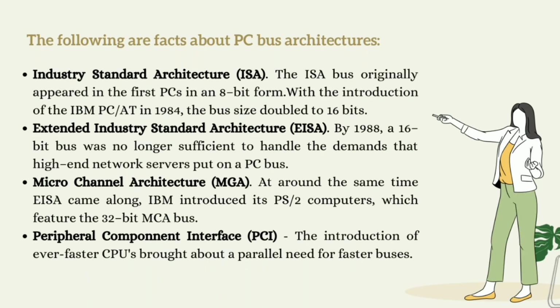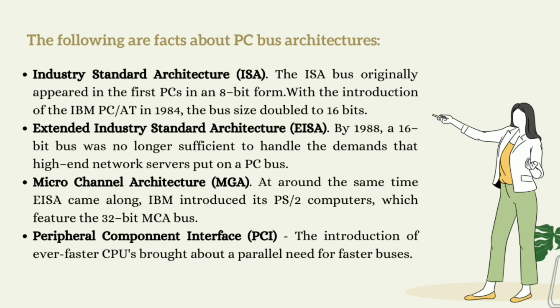At around the same time EISA came along, IBM introduced its PS/2 computers, which feature the 32-bit MCA bus. MCA can work in 16 or 32-bit mode and supports a variety of bus speeds from 5 to 66 MHz.